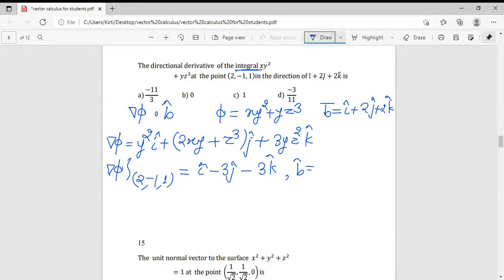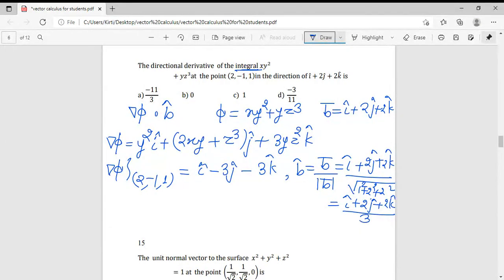So what is b cap? Unit vector along the vector b, which is vector b upon its magnitude. So it is i plus 2j plus 2k upon the magnitude of this, which is under root of square of 1 plus square of 2 plus square of 2. So that comes out to be square root of 9, that is 3. So what I have? i plus 2j plus 2k divided by 3.